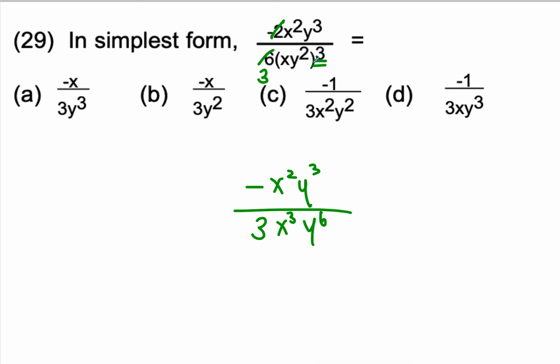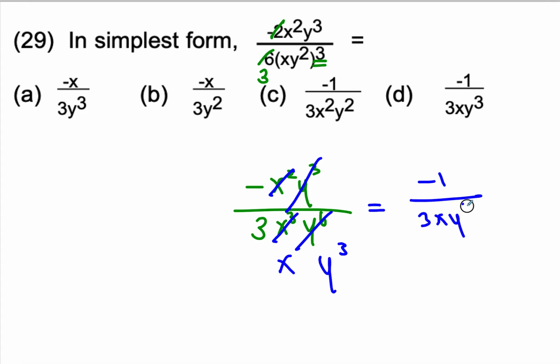We have to multiply those two. Now, then we have x squared and x cubed. You can cancel them away. It becomes x because we have heavier on the bottom. Y cubed and then y to the 6th because y is heavier on the bottom. So we have 3 of them left here. So what we end up getting is negative 1 over 3 x y cubed, which is choice D becomes the answer.